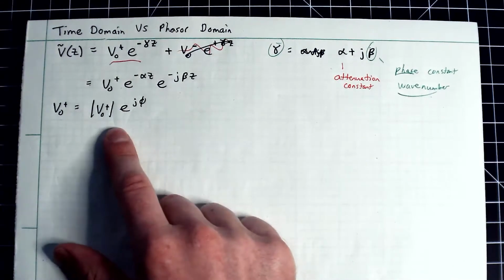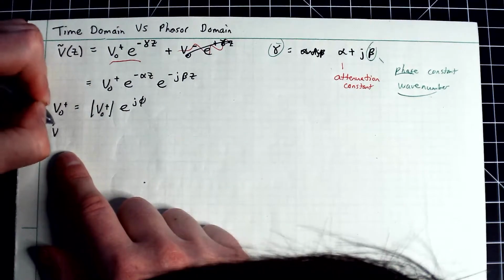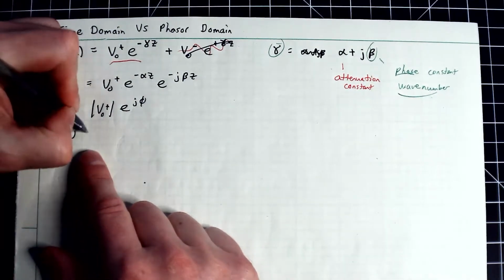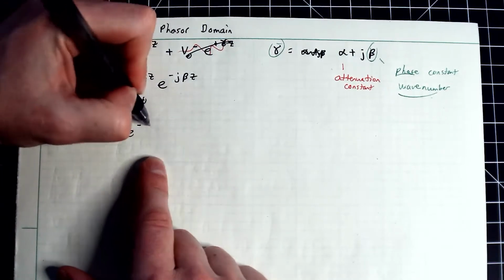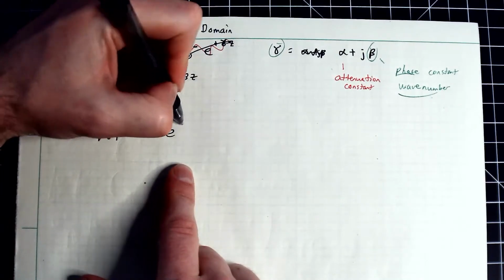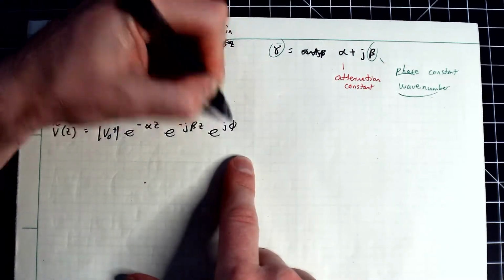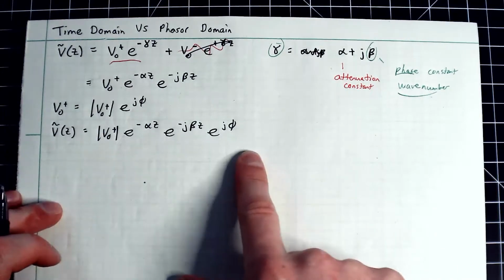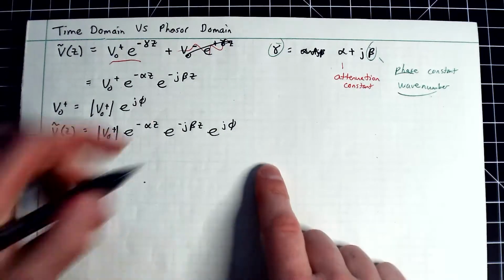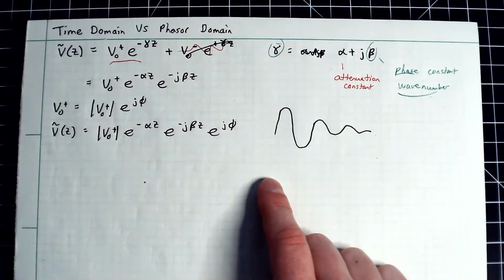So this is the polar form for that complex number, which means I can now rewrite my phasor as the following. The magnitude of v naught plus times e to the minus alpha z, e to the minus j beta z times e to the j phi. So that phi represents the phase on that amplitude there. So at the end of the day, all of this stuff, just remember, it's going to represent a wave that is kind of decaying to the right.